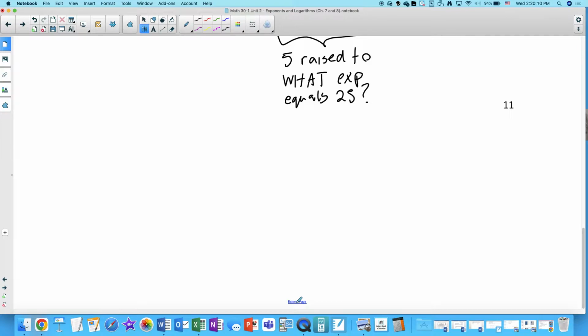Yeah. Okay, so here's what I meant to tell you. The common logarithm is a logarithm with base 10.